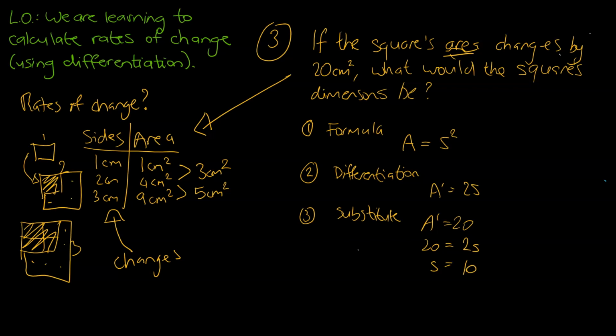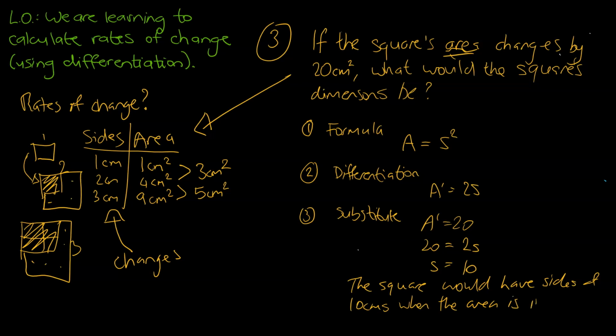So what that means, coming back to the question, what were the dimensions of the square? Well, the square would have sides of 10 centimeters when the area is increasing by 20 centimeters squared.